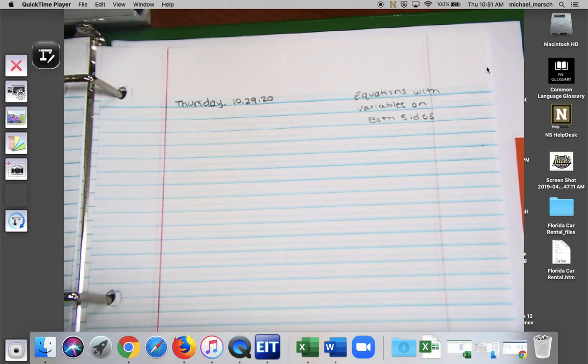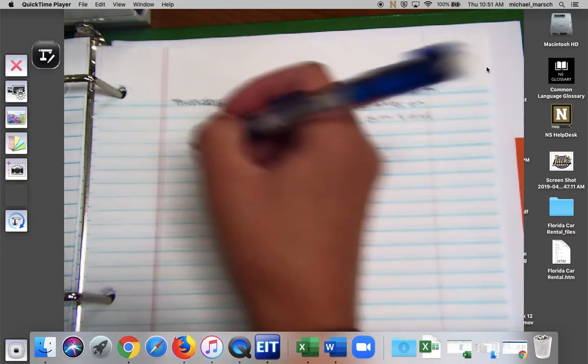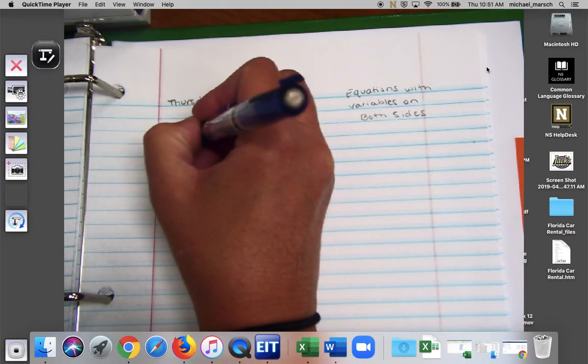Equations with variables on both sides. What do you think both sides means? Both sides of what? The equality. The wall of equality, right? Both sides of the equal sign is what we're going for, okay? So we're just going to jump into examples.